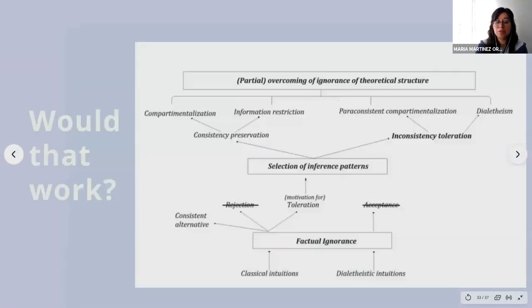So would that work? I would expect that these strategies or these formal tools will help us to better model and explain how the inconsistency toleration was carried out in specific cases, and will allow us to accommodate more historical information, more epistemological reports that we have, for instance, about the doxastic commitments that scientists had, the ones that they didn't have, and so on. Because they have more room for constraining certain models and being loose about others.